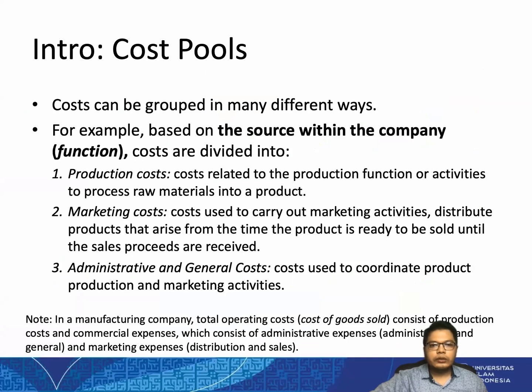For example, as you can see here, there is production cost. This is cost related to the production function or activities to process raw material into a product. Usually in manufacturing, this is the primary function. We are transforming raw material into finished goods, so every cost present in that process is called production cost.